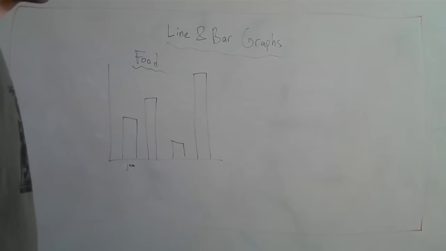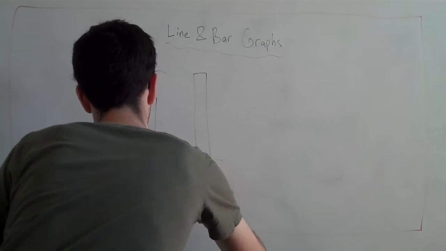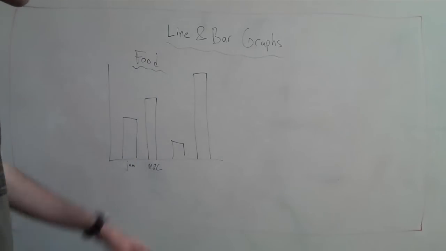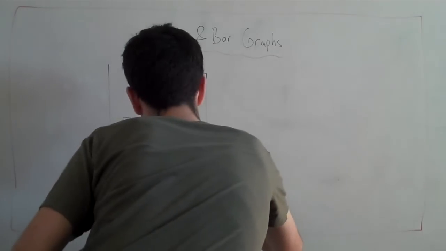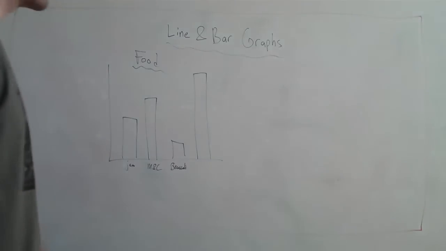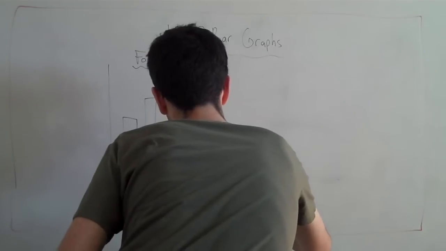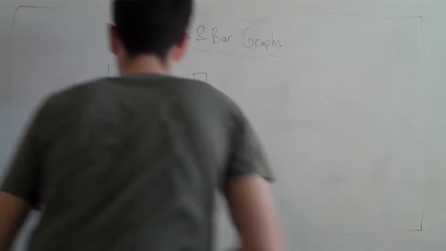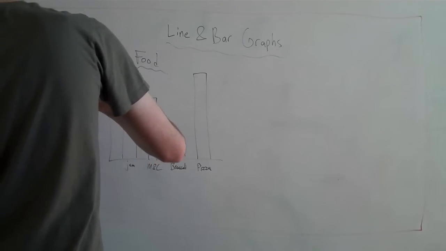What do you like a fair bit? Macaroni. I'll just put M and C. Mac and cheese. What do you really not like? Broccoli. Ugh, broccoli. I hate broccoli. And what do you... Pizza. God of pizza.